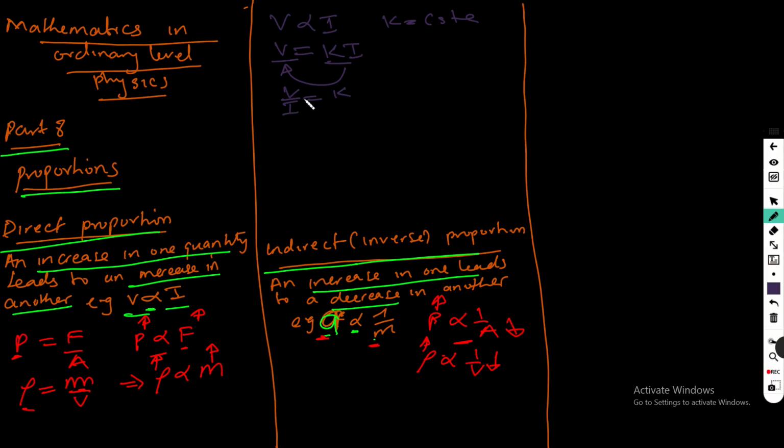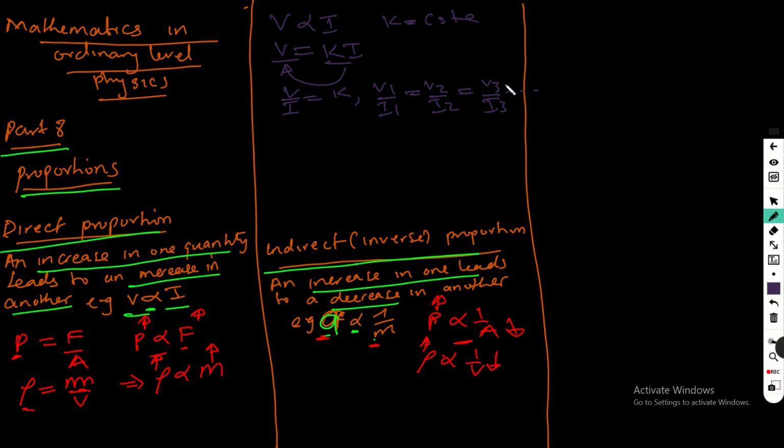This constant means that if I take V on I, the value is the same. Whatever I divide it, it remains the same. So it means that you have V1 on I1, it will be the same as V2 on I2, the same as V3 on I3, and so on to infinity.